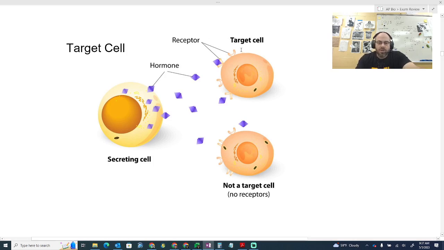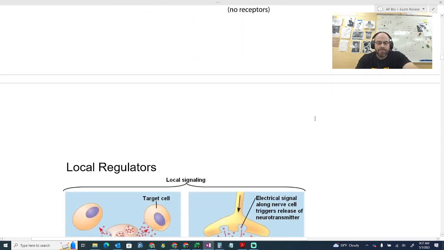Those target cells will usually have some sort of receptor on them that makes them the target. Notice this is not a target cell because it doesn't recognize these purple diamonds. It doesn't recognize them because it doesn't have a piece that recognizes them. This cell does have a purple diamond piece, and so that makes it a target cell.